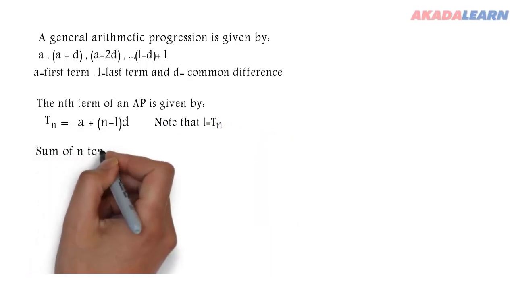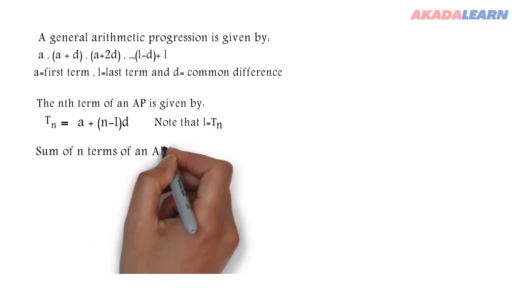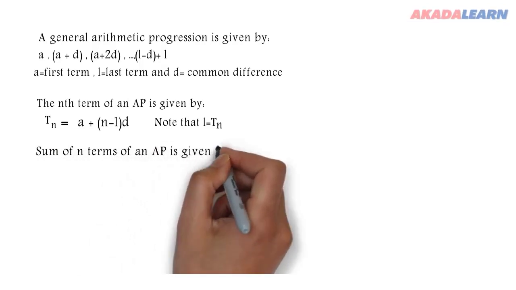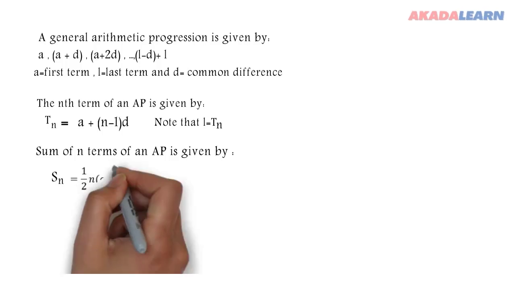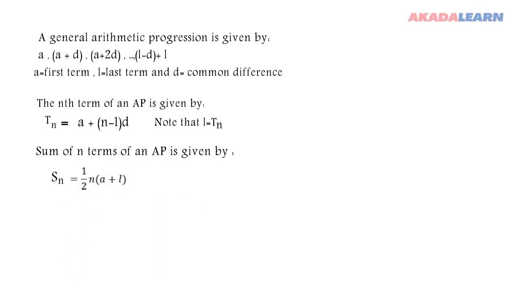So now let's see the formula for the sum of n terms of an AP. We are going to be seeing one formula in two different forms. So we have Sn is equal to 1 over 2 times n open bracket a plus l close bracket. This can also be transformed as Sn equals 1 over 2 times n open bracket 2 times a plus open bracket n minus 1 close bracket times d.